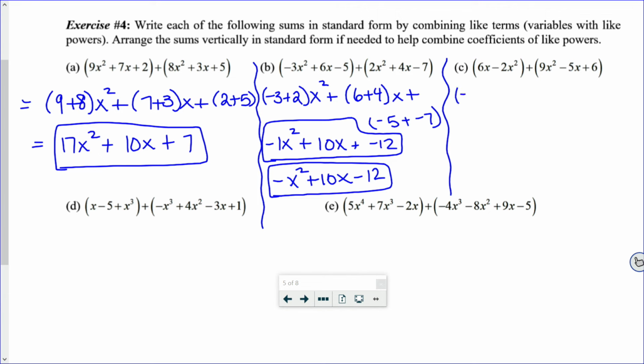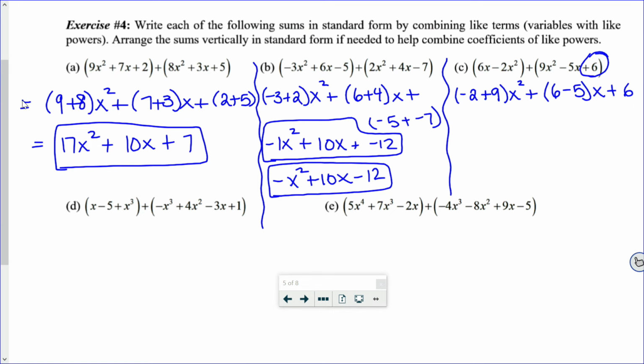So when I add these two together, I'm going to add the negative 2 and the positive 9, right? Those are my x squared terms. Then in terms of my x to the first, I've got positive 6 and negative 5. And in terms of my constants, all I have is that last positive 6. That's it. I'm going to make sure that you can see that it's positive there.